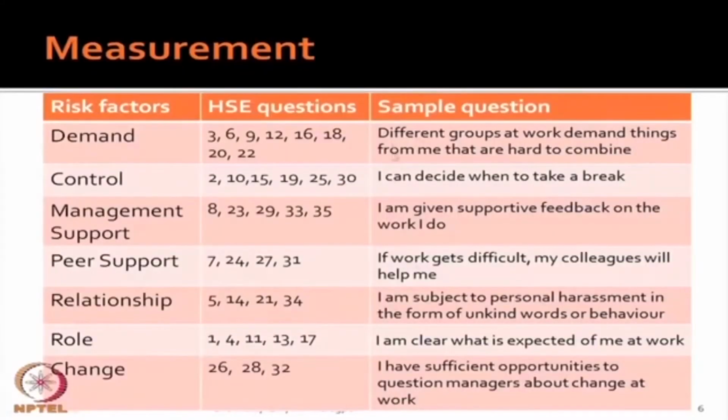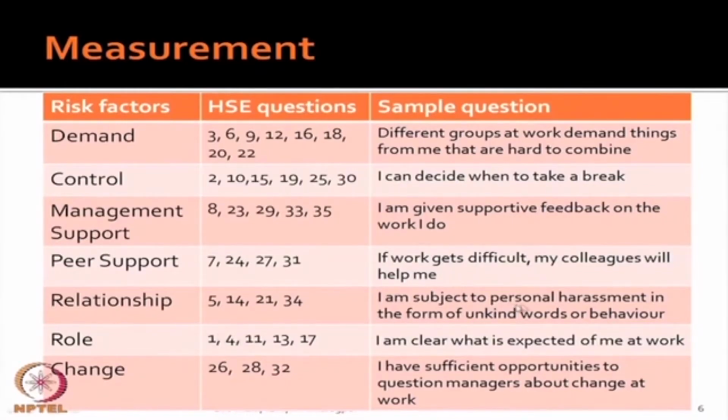Now, what are the sample questions? For example, question number 3, which different groups of employees are asked: different groups at work demand things from me that are hard to combine. This is one of the questions related to demand imposed on the employee. Control: I can decide when to take a break, that means he has control. Management support: out of these 5 questions, one is I am given supportive feedback on the work I do. Peer support: if work gets difficult my colleagues will help me.